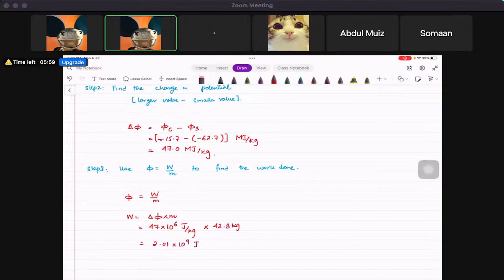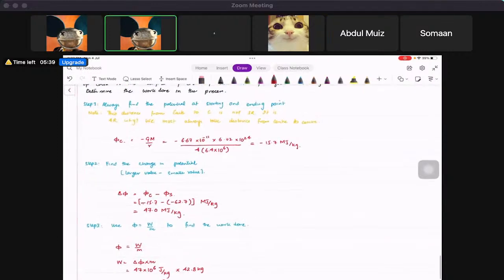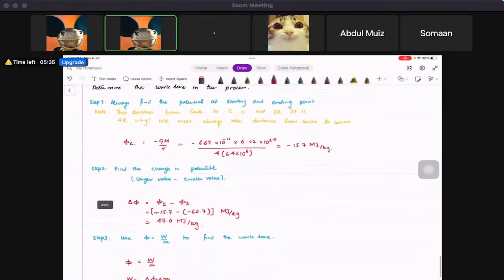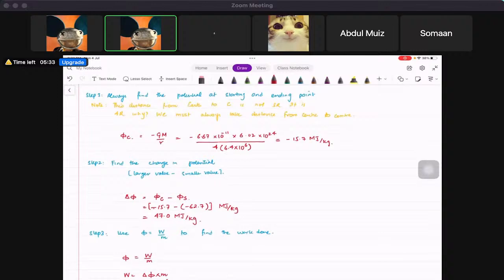And if they ask you what is the significance of this, we could always say that this is the amount of gravitational potential energy that it has lost. Do you understand? Yes, sir. Take a nice look at this question again. If you have any doubt still about the steps, about what I've done, please let me know.